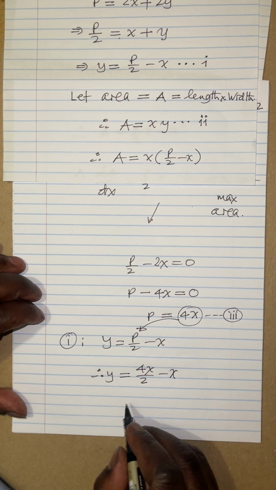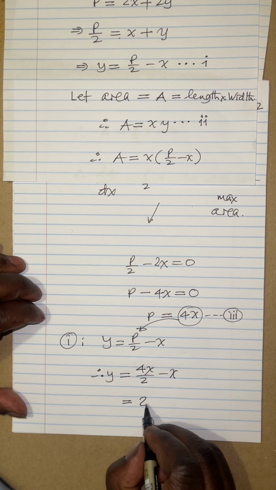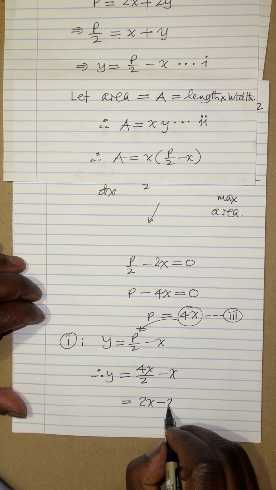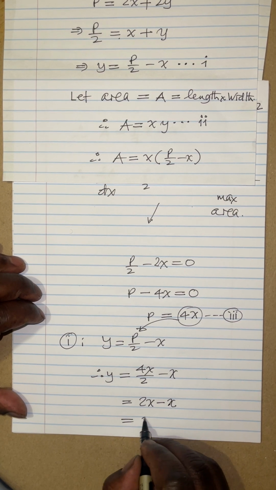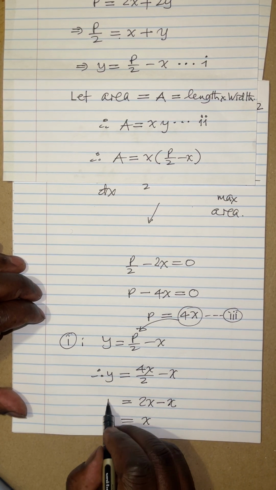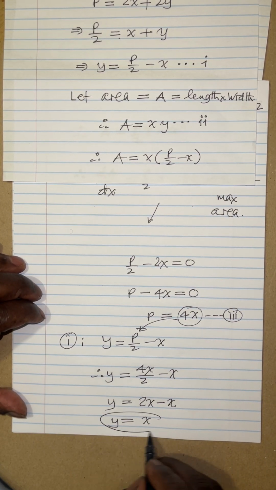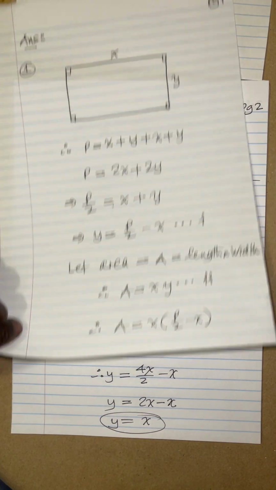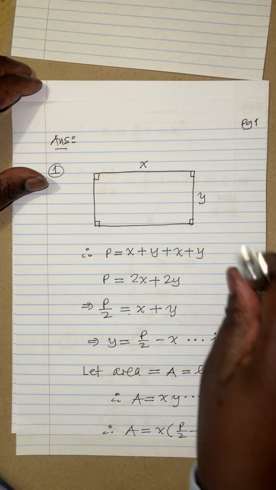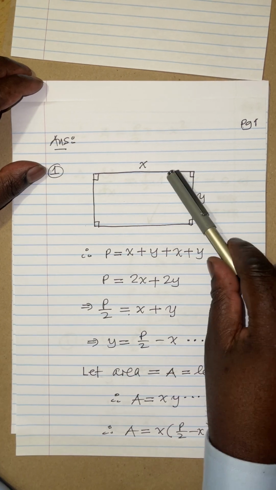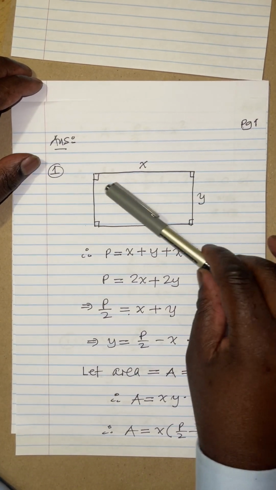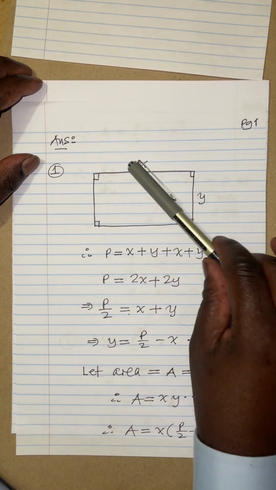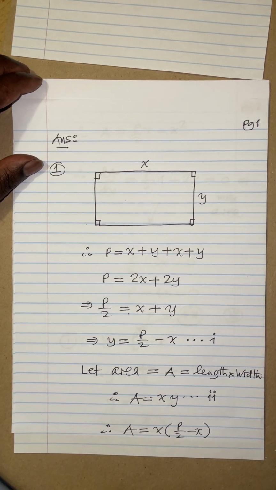Now moving on, what is 4x over 2? The answer is 2x. What is 2x minus x? The answer is x. What are we saying? We are saying y equals x. Now let's go back to the diagram. If y is equal to x, this can only be a square, because in a square you have each interior angle 90 degrees and the sides of equal length.